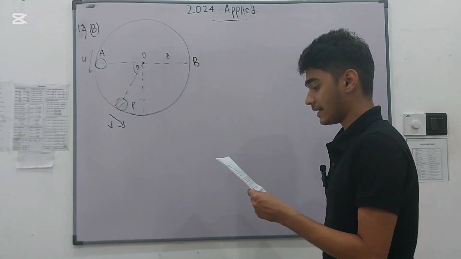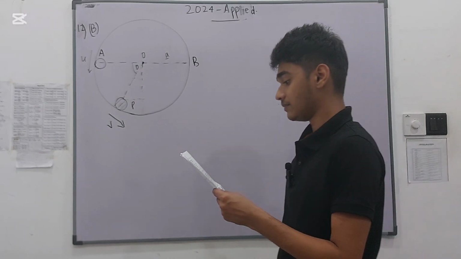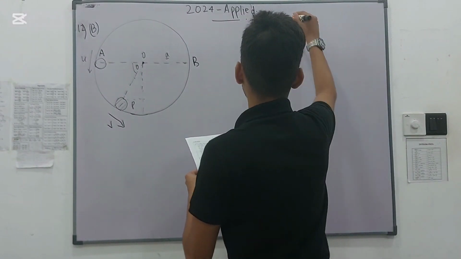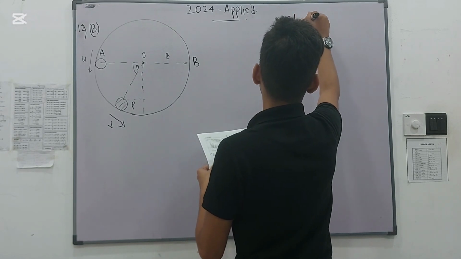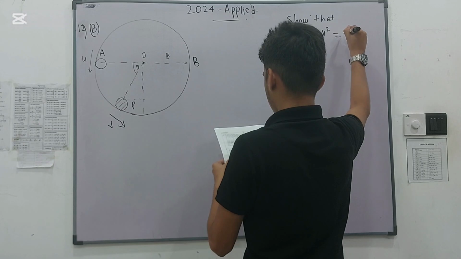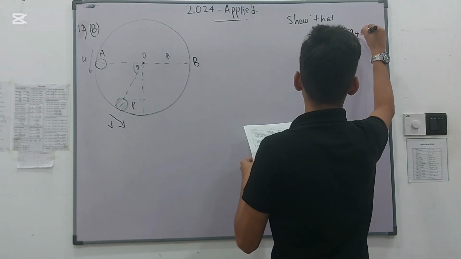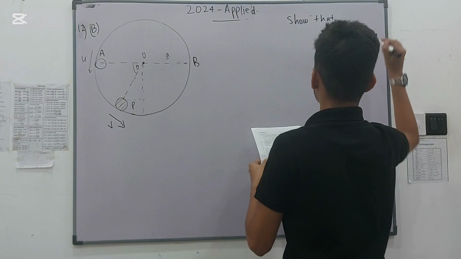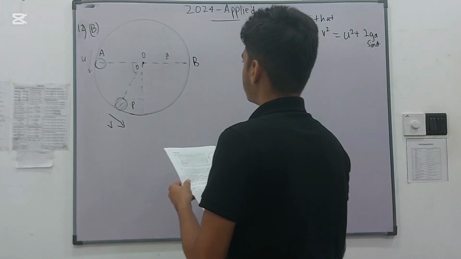Then OP makes an angle theta when P is in contact with the cylinder. So they are saying show that v squared is equal to u squared plus 2ga sin theta. They are asking us to show this. So what can we do?